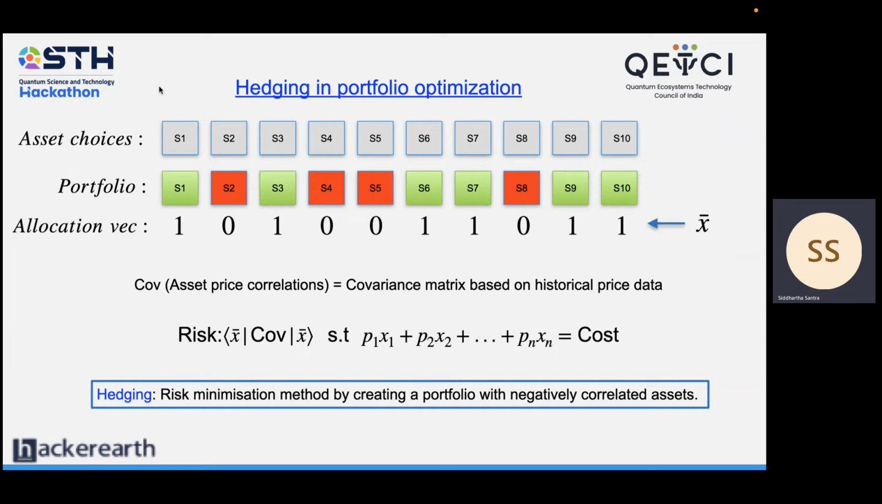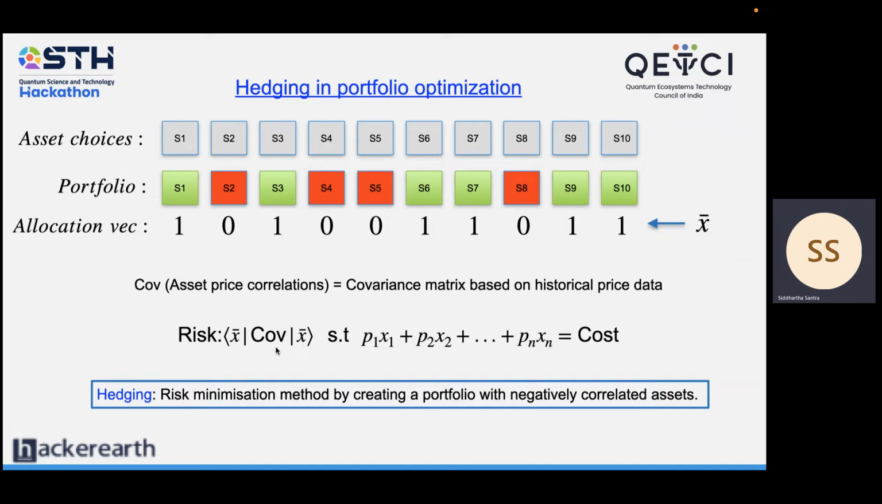So when we create a portfolio, we choose certain stocks from possible asset choices shown here in green and drop certain others shown here in red. The risk associated with that portfolio is the variance of the return. One wants to minimize that. Hedging is a technique of minimizing the risk associated with a portfolio.